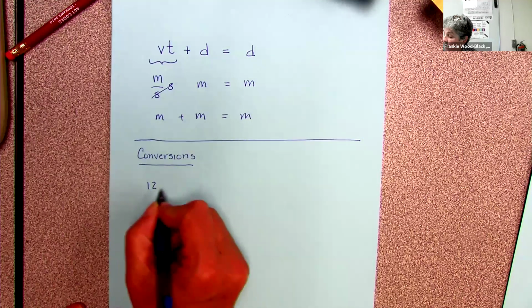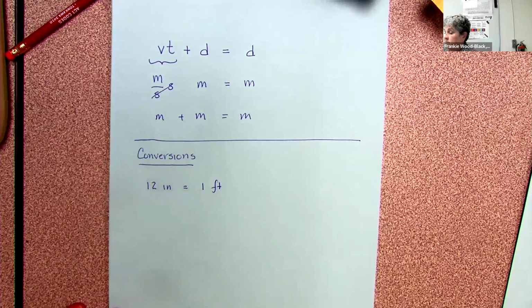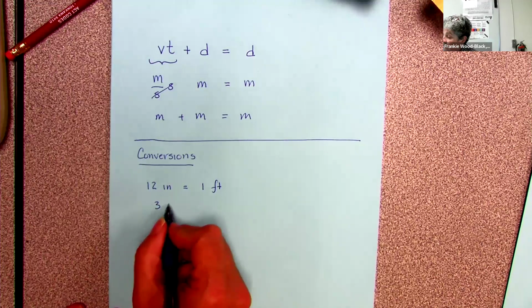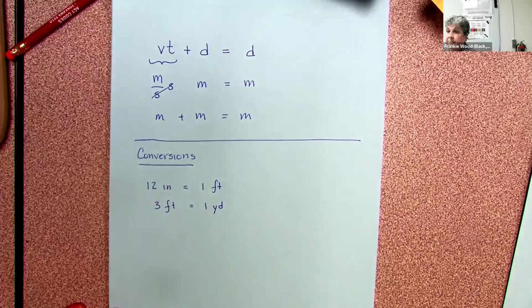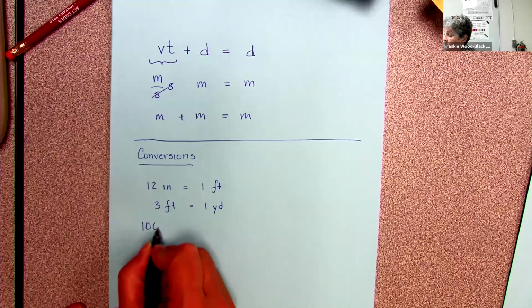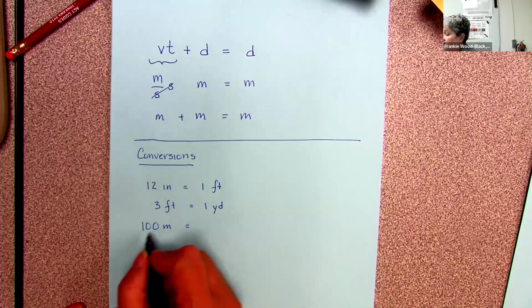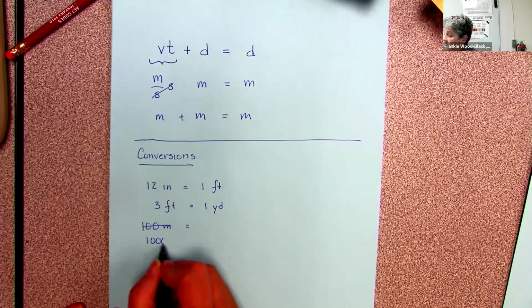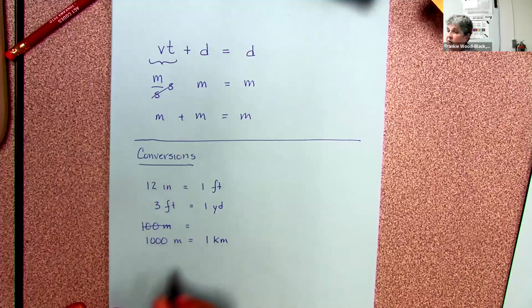There are 12 inches is equal to 1 foot. We know that 3 feet is equal to 1 yard. We know that 100 meters is equal to, what is it, a decimeter? Let's go ahead and do 1,000 because it's late in the day. So 1,000 meters is 1 kilometer, which is why we really like the metric system.